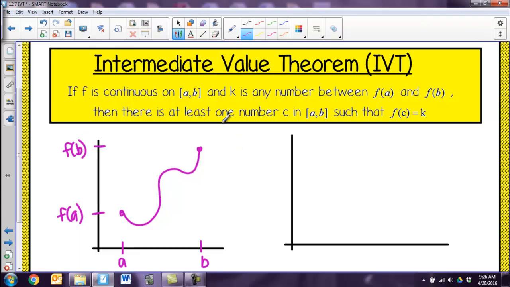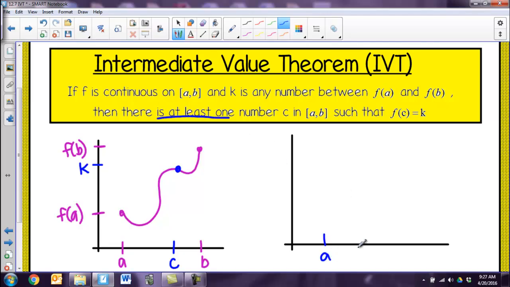So what this theorem is saying is that if I pick any number in between f of a and f of b, so some number k, then there has to be a point that goes through it. Because if this function really is continuous, in order for it to get from a to b, it's going to have to cross this point. So that's all it's saying. You have to cross all of the y values in between these two x values in order for it to be a continuous function. This theorem also guarantees that there's at least one number in there.